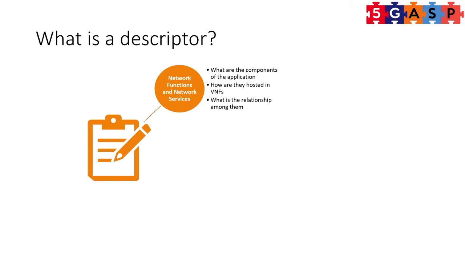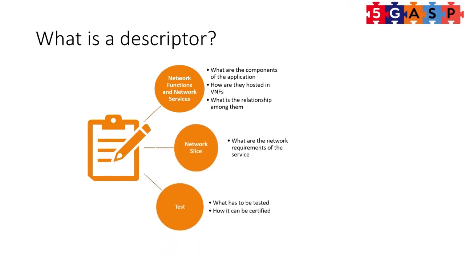To do so, it specifies three different components of the Netapp. The first one is the network functions and network services. The network functions define what are the components of the application and how are they hosted in different VNFs. And then the network services define the relationship among them. Then we move on to the network slice that defines the network characteristics that will host the service, the network services and the network functions.